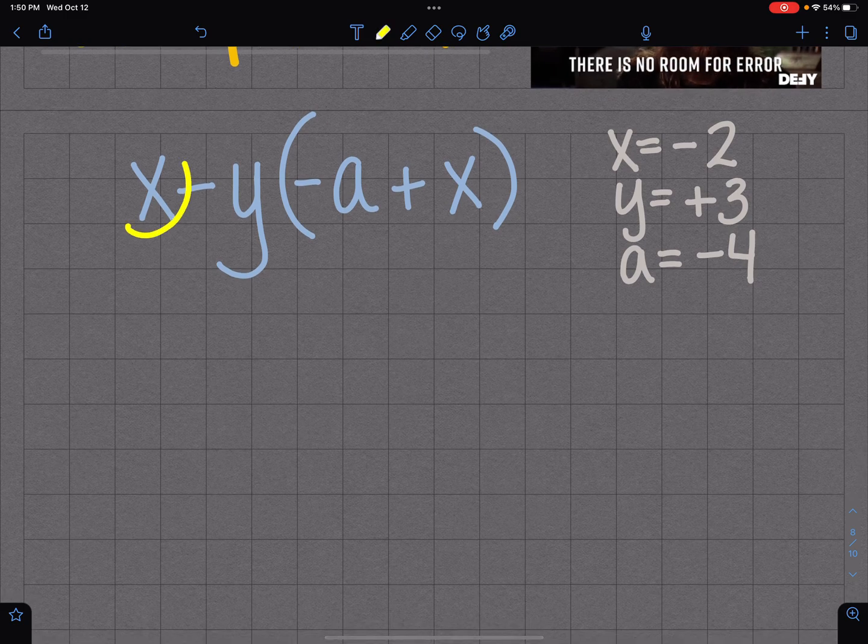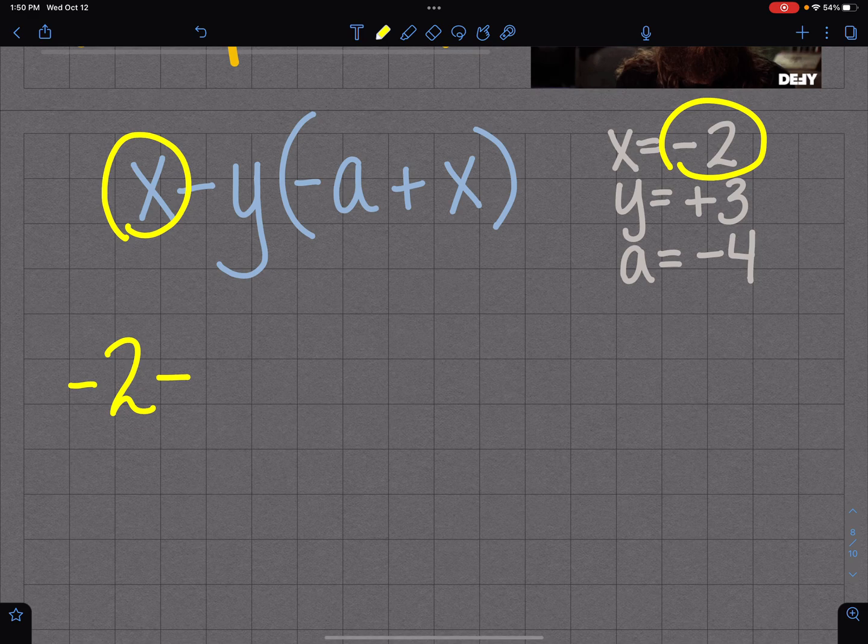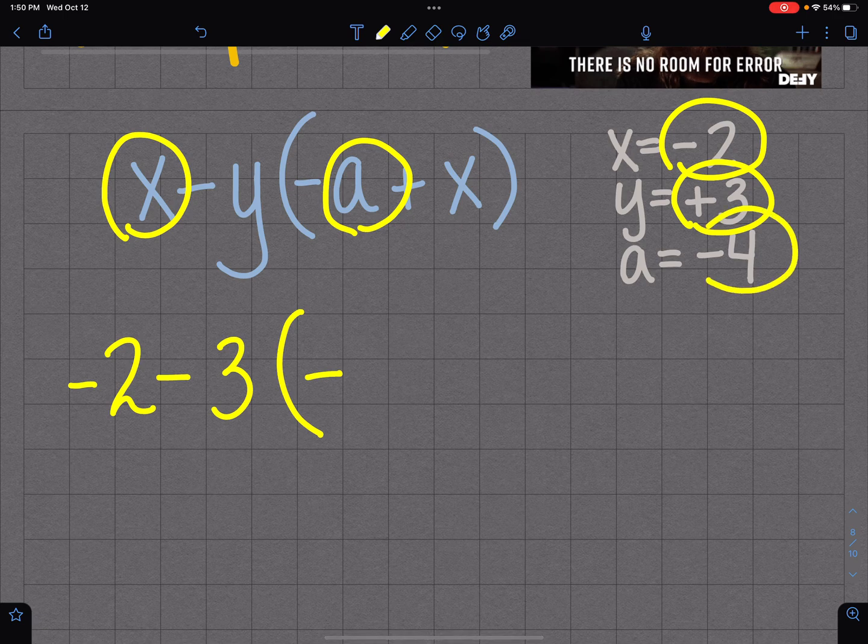We'll start with x, which is negative 2, minus y, which is positive 3. I'm just going to write 3. It's the same thing. Now I have negative a. Since the negative sign here is only in front of the a, you could think of it as the opposite of a. And the opposite of a is a positive 4. Plus x, which is negative 2.